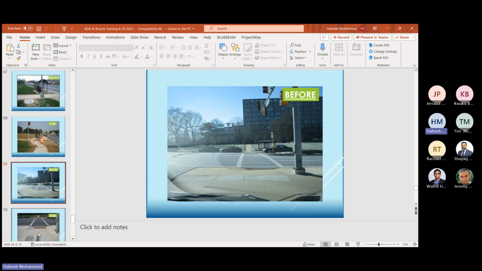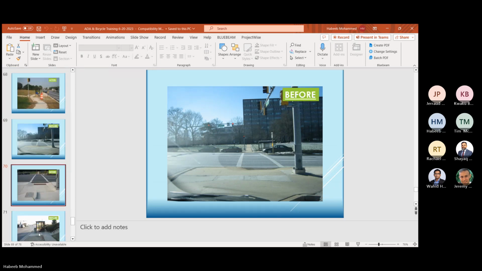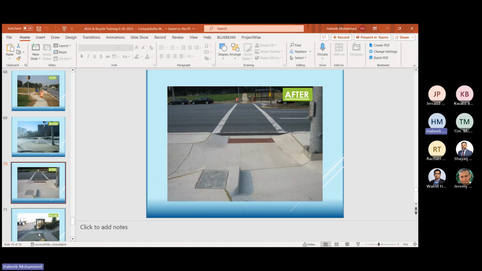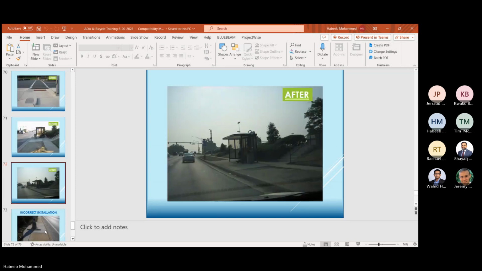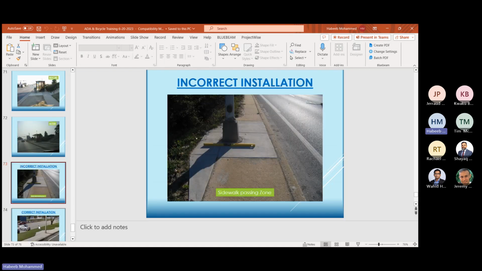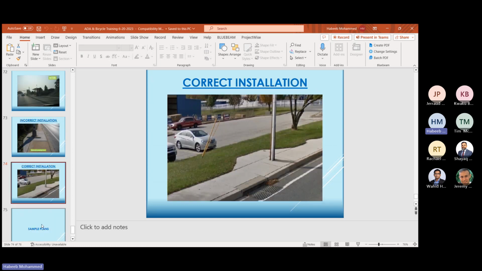Same thing here. And this is the right way to do it. You have the right slopes and stuff. And you have one more. I don't want to go in deep, I just wanted to show some pictures where they had issues and they corrected them. So this was the passing zone or the bump out. And this is the right way. If you follow the 65502 correctly, then you will have that done properly.